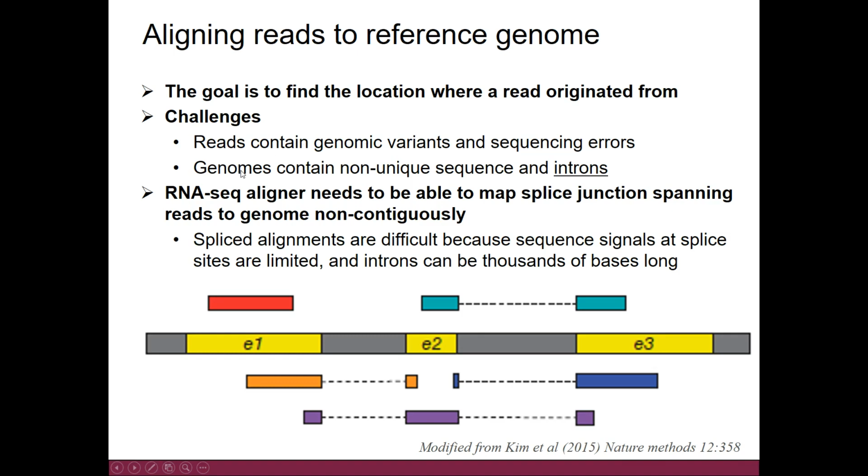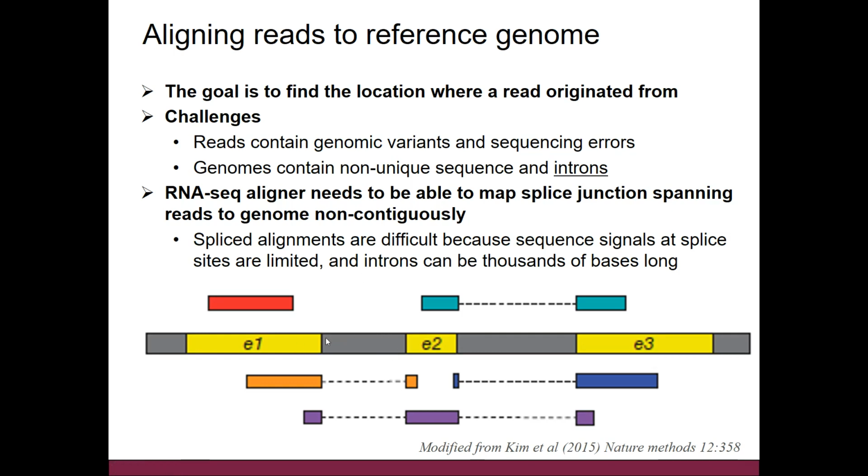On the other hand, genomes have non-unique sequence and introns, while our reads come from mature RNA where the introns have been spliced away. So the RNA-seq aligner needs to be able to map those splice junction spanning reads to the genome non-contiguously. And this is difficult because, while there are splice signals, they are relatively weak. And on the other hand, introns can be thousands of bases long.